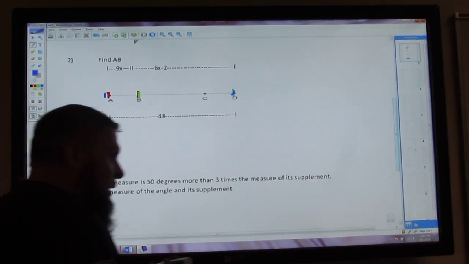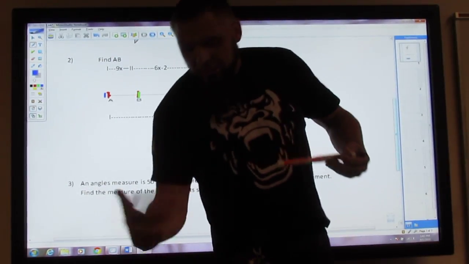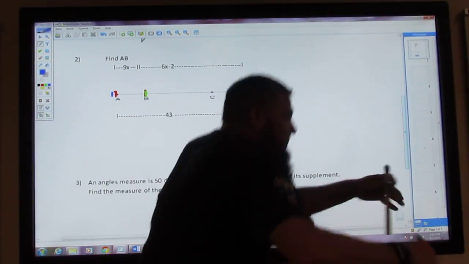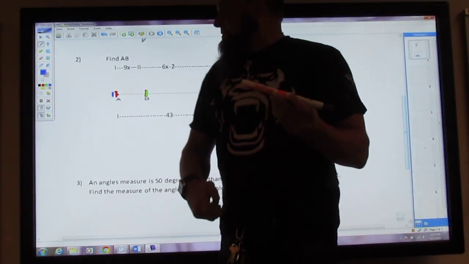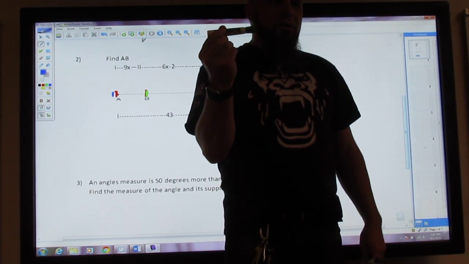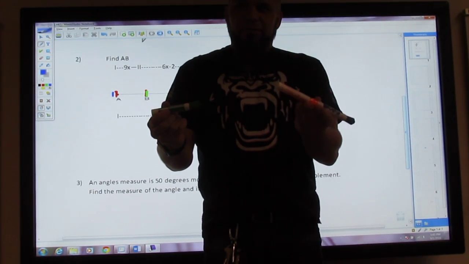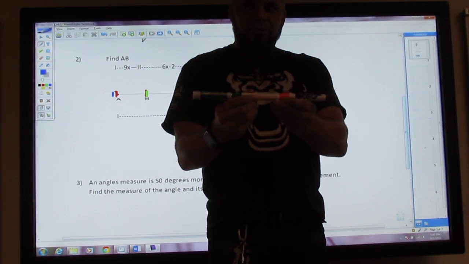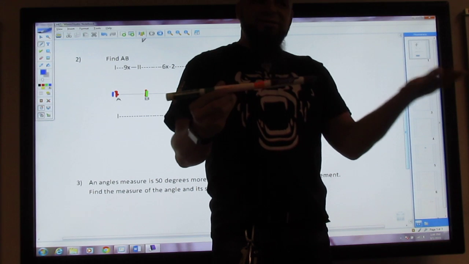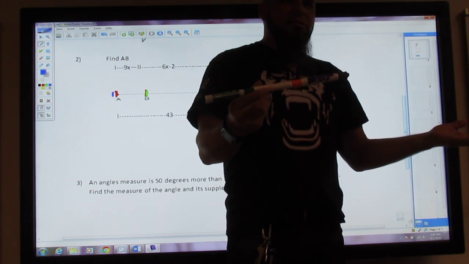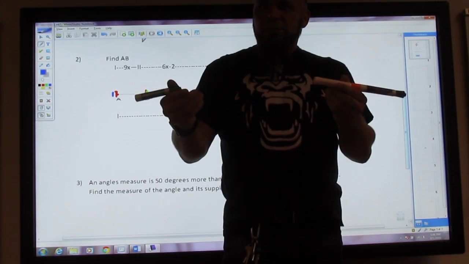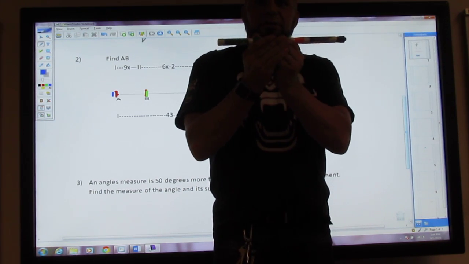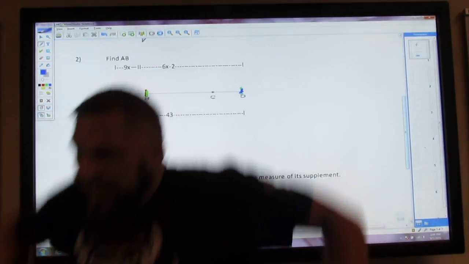So, you have these. This is AB. You put that together with BD, and the two of them make AD. That's it. Segment addition postulate. This plus this equals this. That's all we're doing. Real simple, right?